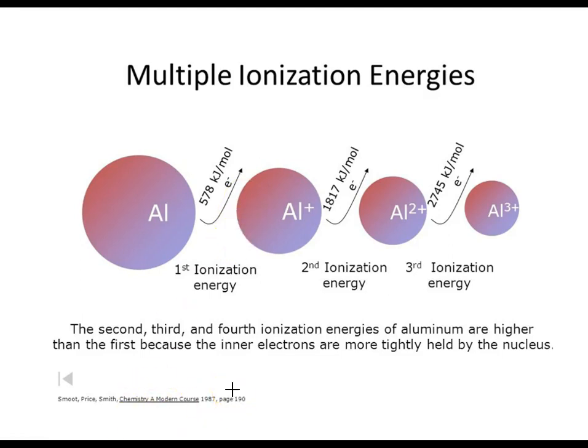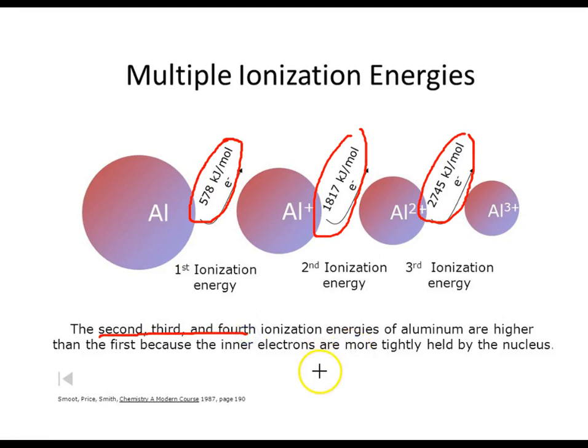Okay, now looking at that for aluminum, you see aluminum as a neutral atom is very large, and then we take off an electron that takes 578 kilojoules of energy, and then we try to take off another electron. Now the atom's smaller, so that's going to take more energy, and that makes the atom even smaller, so to remove another electron would take even more energy. So the subsequent ionization energies, after the first, are always higher because the electrons are being held more and more tightly.